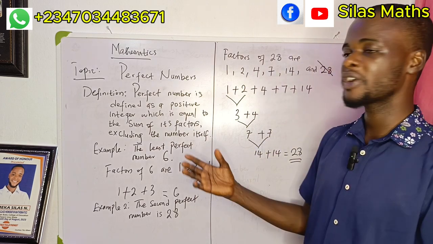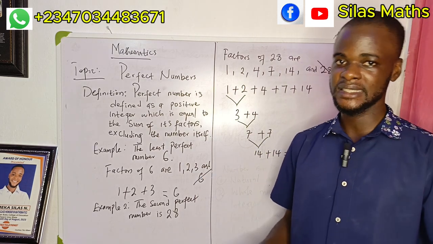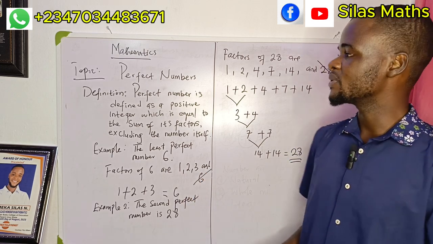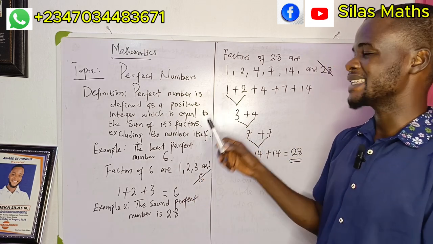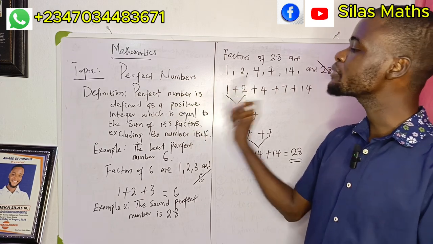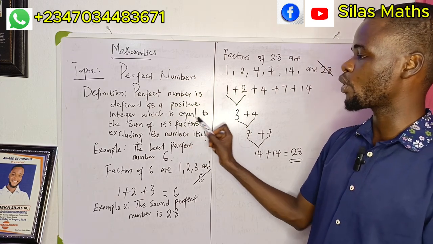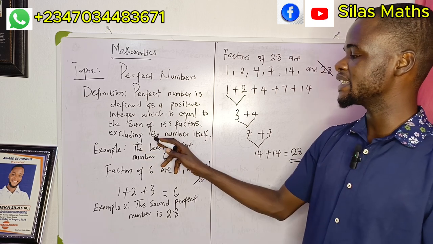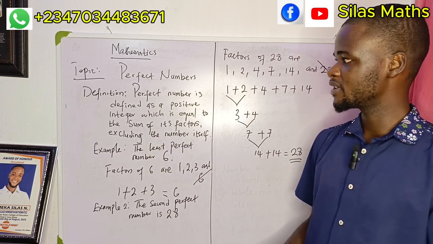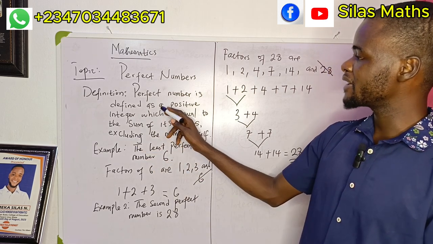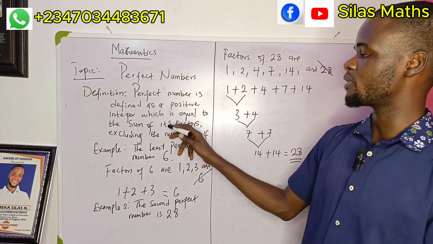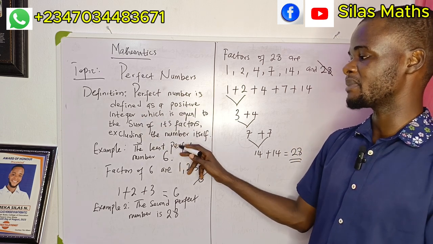So don't forget what perfect numbers are. Again, take the definition. A perfect number is a positive integer which is equal to the sum of its factors, excluding the number itself.